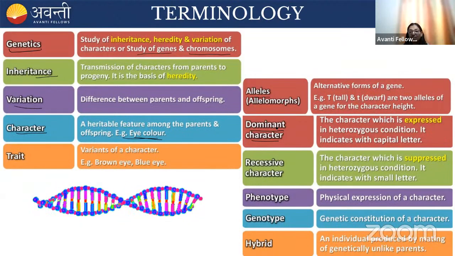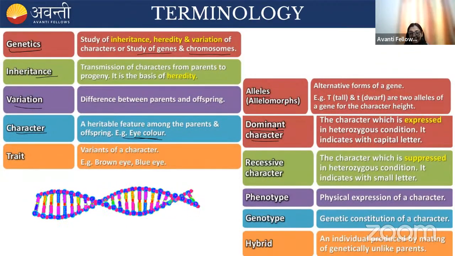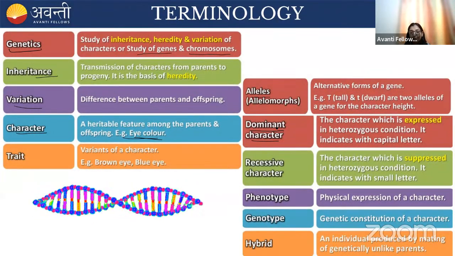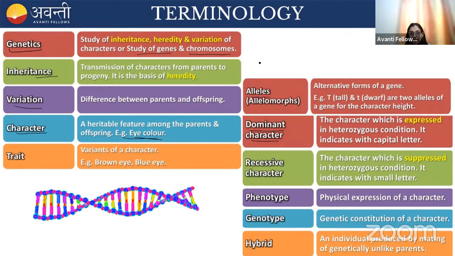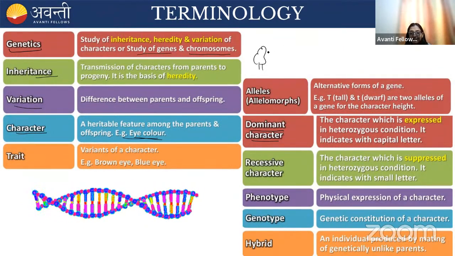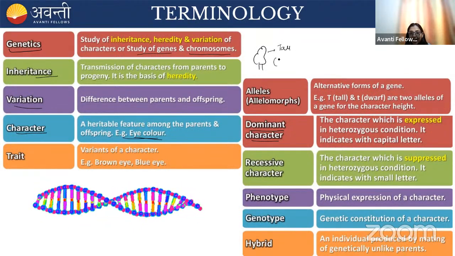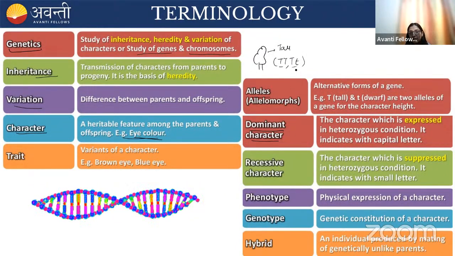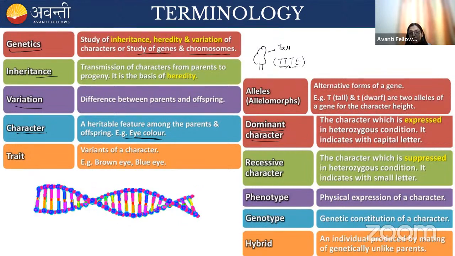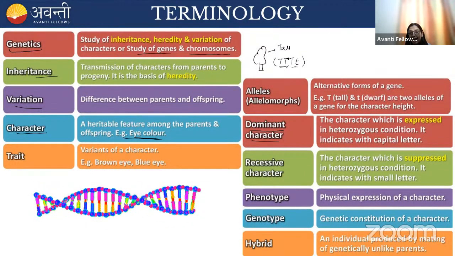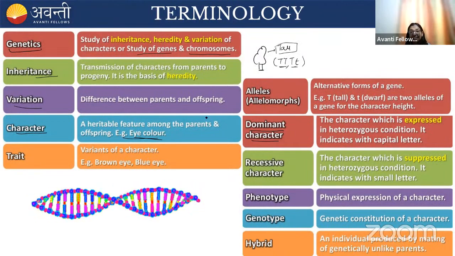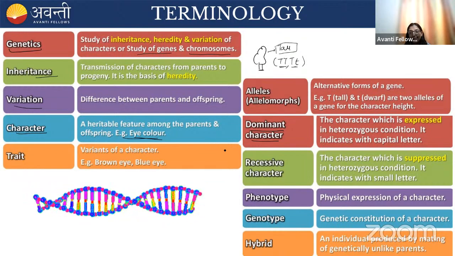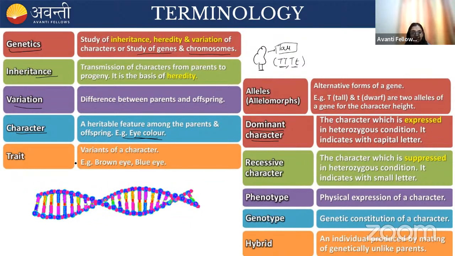Phenotype is the physical expression of a character, that you can easily observe with the eyes. Genotype is the genetic constitution of a character. For example, if this is a tree, this tree has a phenotype of tall, and it could have a homozygous dominant genotype or a heterozygous dominant genotype. So this is the genetic constitution of this organism or plant, and this is the phenotypic representation, that it is tall. You can see it with your eyes. Hybrid is an individual produced by the mating of genetically unlike parents.